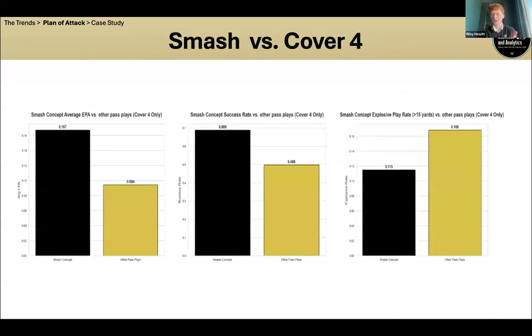As you can see here, while the smash concept isn't very explosive against cover four, which makes sense as a lot of the time we're going to be checking it down, throwing that short hook route, the EPA per play and just overall consistency of success are very high compared to other routes against cover four.